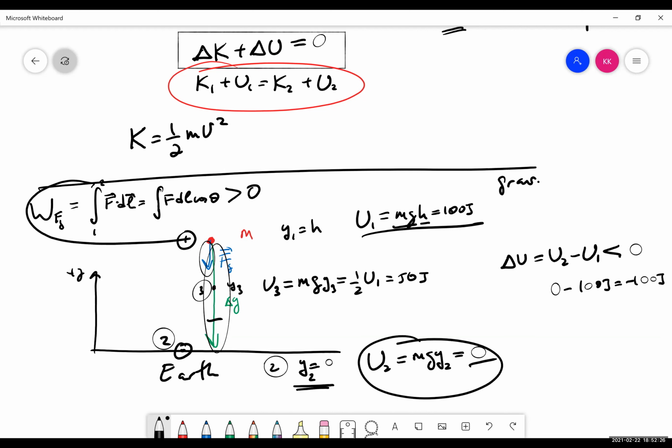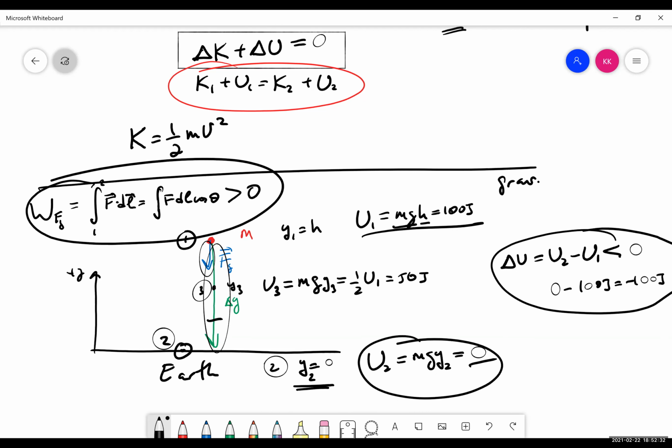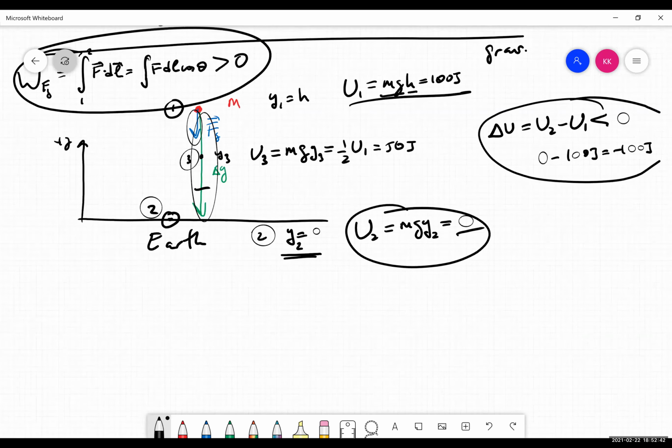Well, that means when work done by a conservative force is positive, the change in potential energy is negative. Same way if you go sort of like the other way around.